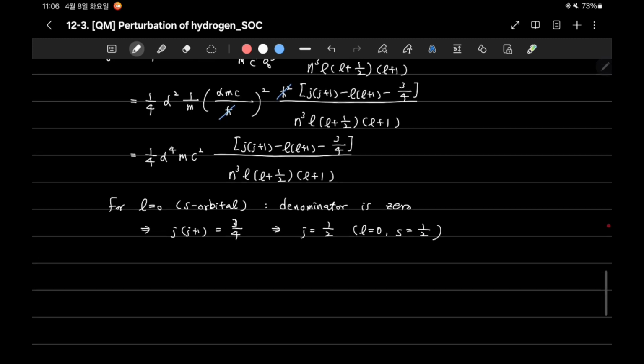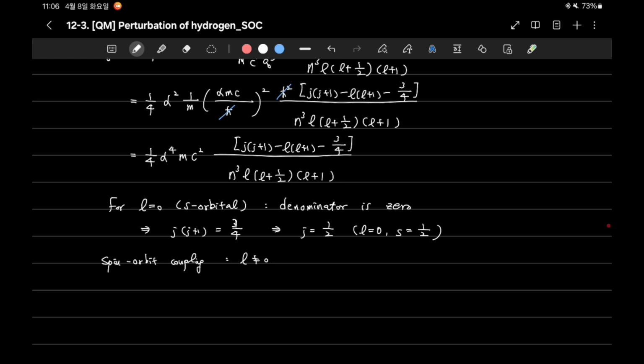How to exclude this? How to exclude this l equal to 0 case, and in more general expression, and we should include the s orbital. So in this spin-orbit coupling case generally, and L is not 0 because spin-orbit coupling is that S plus L, so S and L should be defined. So L should not be 0.